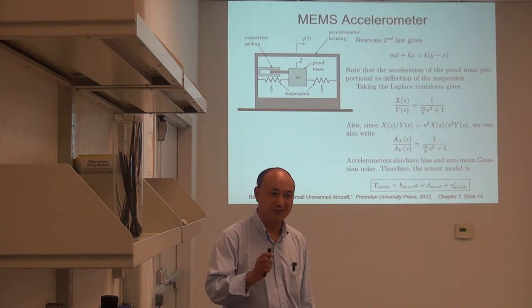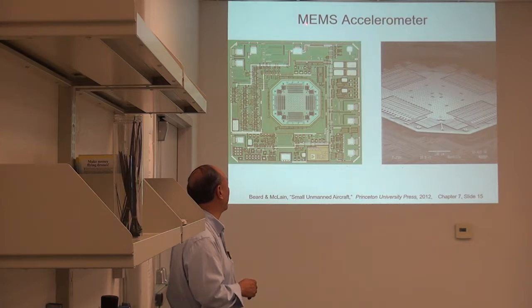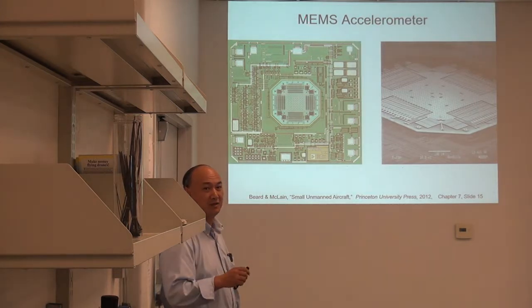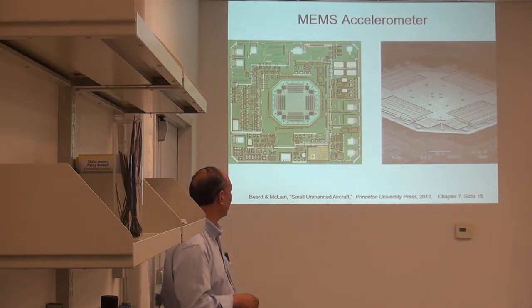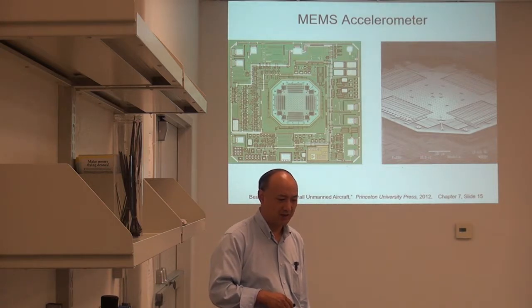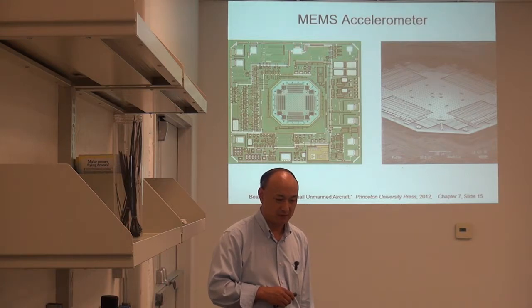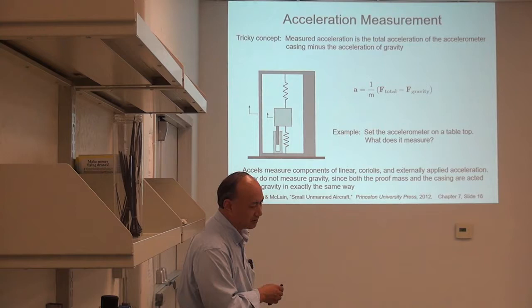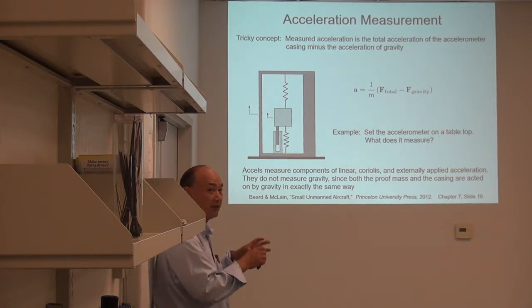Fortunately, those things are already done inside the MEMS. What is MEMS? Micro-electromechanical system. Each of these is a very small mass-spring-damper system, and there are also signal processing units inside. That's the key concept. The measured acceleration is the total acceleration of the accelerometer casing minus the acceleration of gravity, so you need to know the gravity as well.